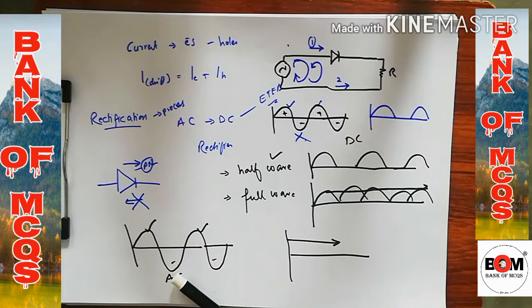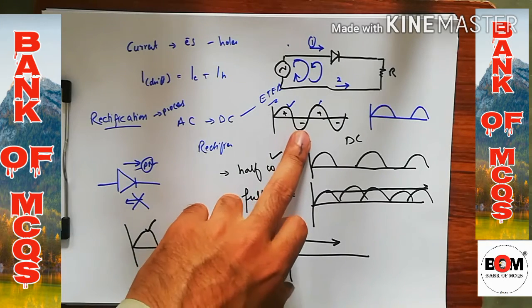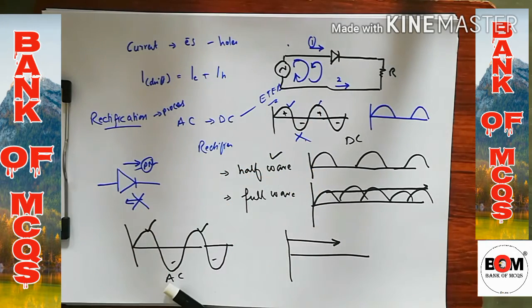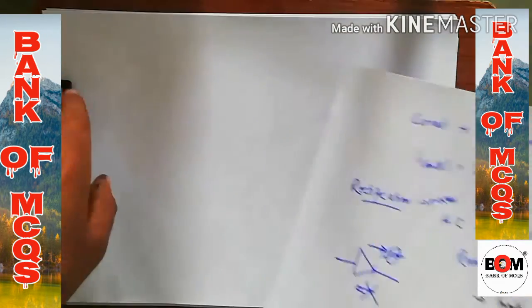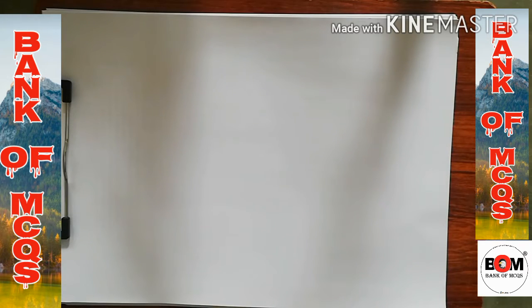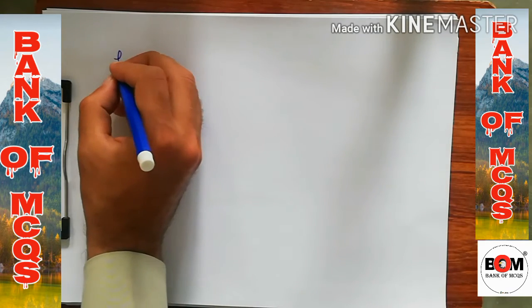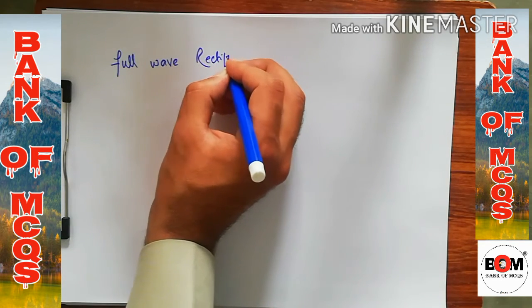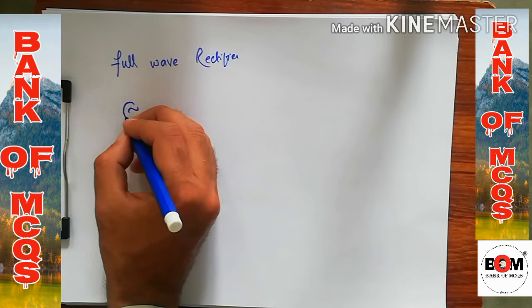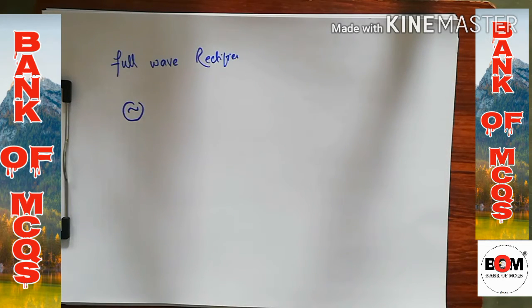Now how does the full wave work? In full wave, the negative half is also rectified to positive, and we use a little trick for this. There are many ways of full wave rectification. This is a full wave rectifier. If this is the AC source, they may use a center tap transformer, but this is not commonly used. Why? Because a center tap transformer is very hard to build.